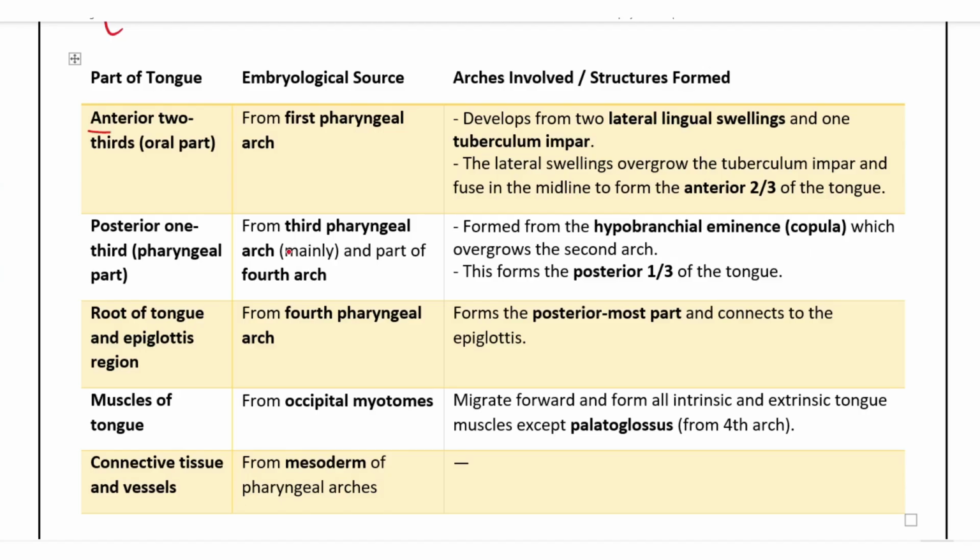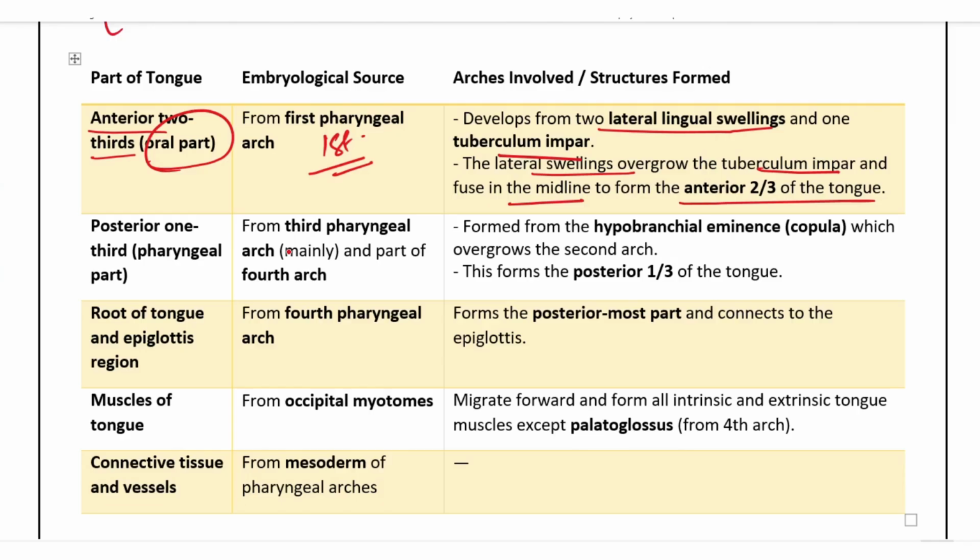So the first part is the anterior 2/3 of the tongue. It's also called the oral part of the tongue. It develops from the first pharyngeal arch. Okay, we have the 2 lateral swellings on either side and 1 tuberculum impar in the center. The 2 lateral swellings will overgrow the tuberculum impar and fuse in the midline to form the anterior 2/3 of the tongue.